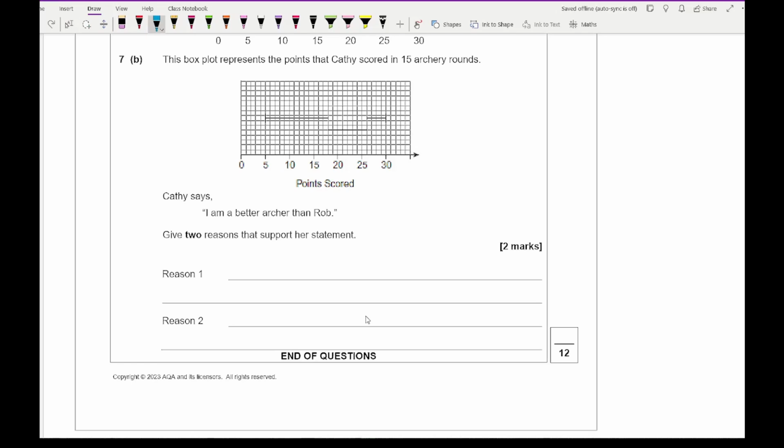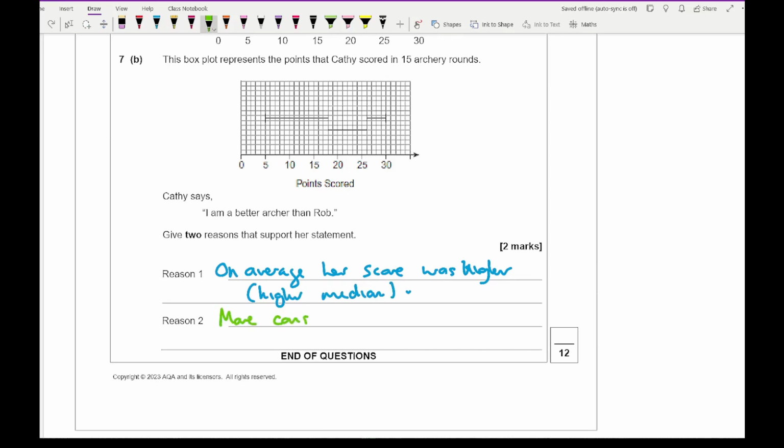So first things first, on average, her score was higher. And basically it's a higher median. And you then want to mention something about being more consistent. So she's more consistent, and she's got a smaller IQR.